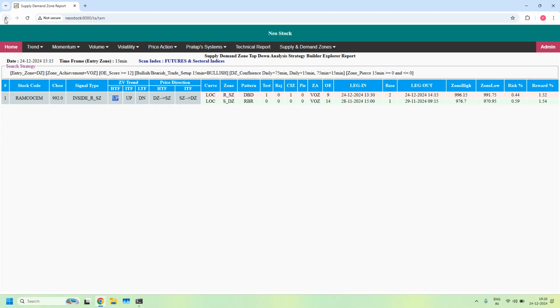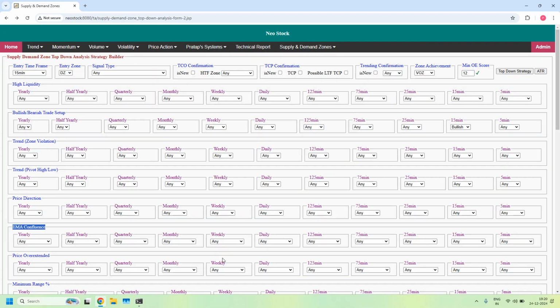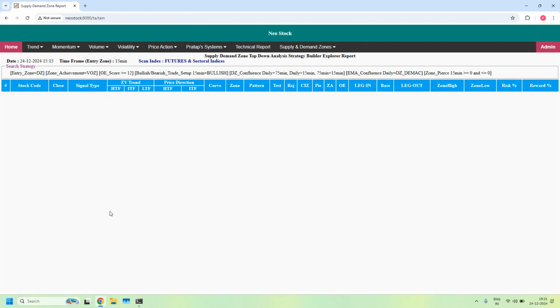Let's look for one more parameter, EMA confluence, if it is available or not. So in the daily time frame, the 15 minutes and 75 minutes zones together are part of the daily zone. That's why we are looking for a daily demand zone with daily EMA confluence. With this filter, we did not get the stock. That means the stock does not have EMA confluence, but it has a high liquidity zone, and it also has LTF, ITF, HTF zone confluence. Only EMA confluence is missing.